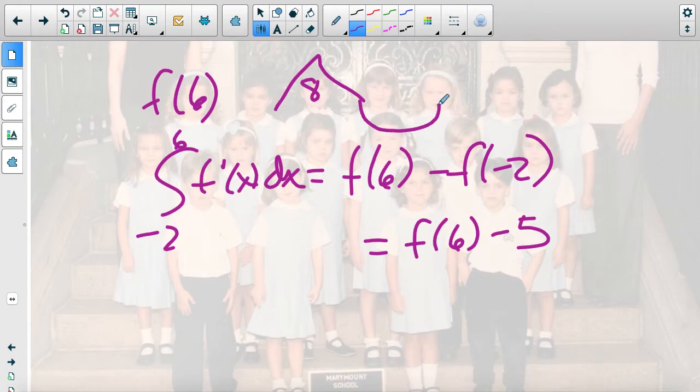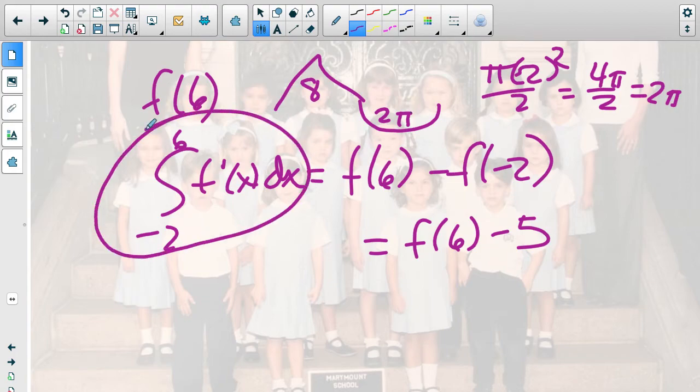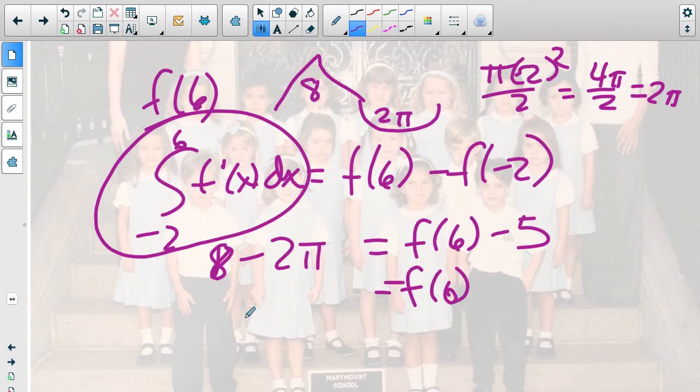And then what am I going to do for the semicircle, which is pi r squared over 2. This part is 2 pi. But what's the answer to this? 8 plus 2 pi or 8 minus 2 pi? It keeps a running total, so it's 8 minus 2 pi. Okay. So f of 6 is 13 minus 2 pi.